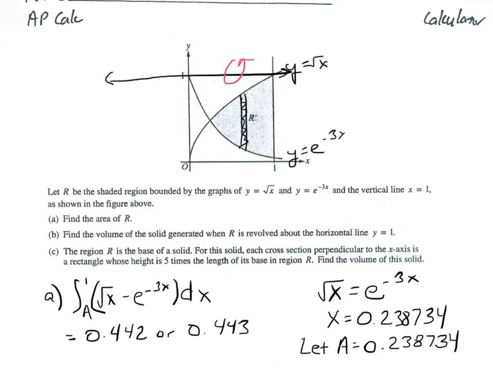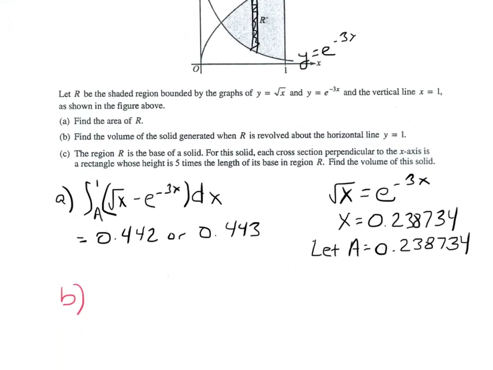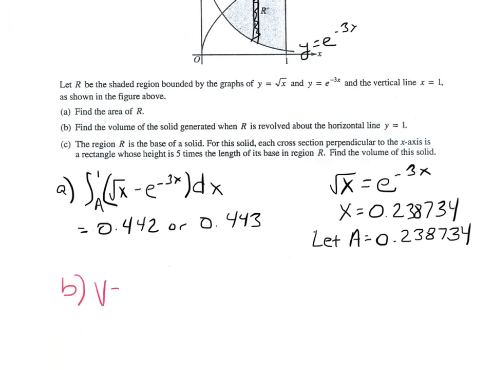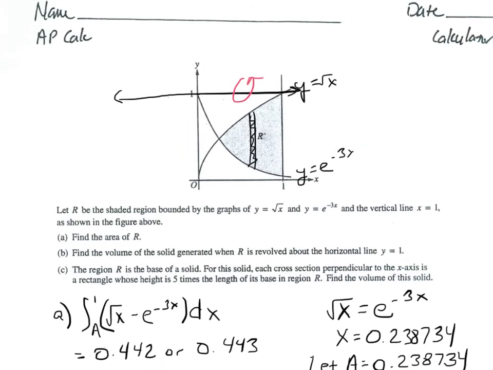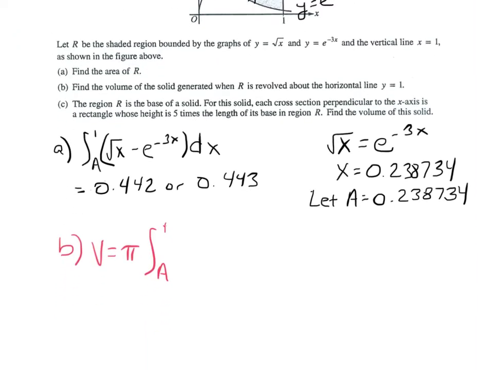So let's set that up. Let's have volume equals pi, and we're still going from A to 1. And now we need the outer radius. So the outer radius is this distance here. That's our big R. So that's going to be 1 minus e to the negative 3x. So the outer radius is 1 minus e to the negative 3x.